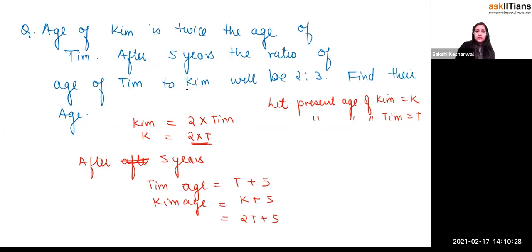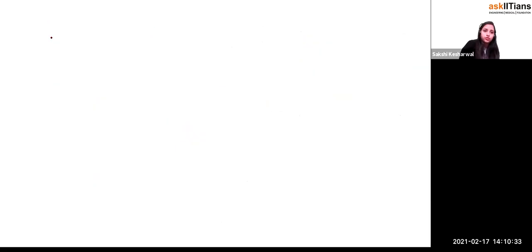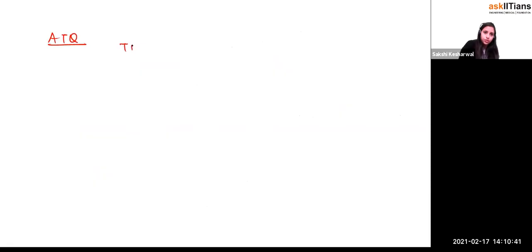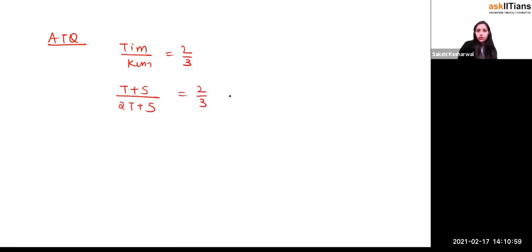Yes. Now it says that the ratio will become 2:3. So what is according to the question? It says that the ratio of Tim to Kim, Tim upon Kim's new age, is equal to 2:3. So Tim's age is T plus 5, and this is equal to 2T plus 5, right? Now I will do the same thing as we did above. We'll do the cross multiplication. So it will be 3 times (T plus 5) is equal to 2 times (2T plus 5), right?